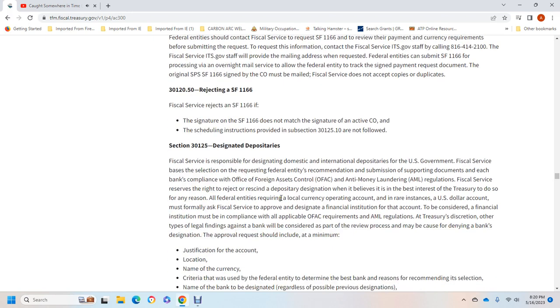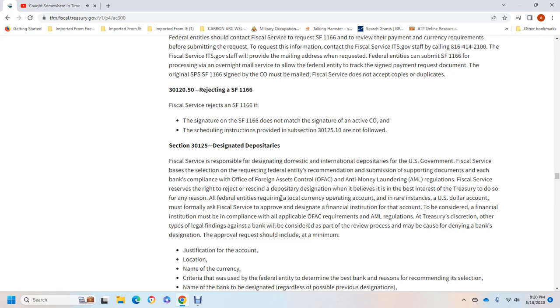Schedule instructions provide that subsection 3125 applies. Section 3125 covers the designated depository. Officials of the responsible designated domestic and international depository, the U.S. government officials, select the banks for the requesting federal entity with recommendations. Submit supporting documents showing each bank is compliant with the Office of Foreign Assets Control and anti-money laundering regulations. Officials reserve the right to reject the designation for any reason in the interest of the Treasury. All federal entities require the local currency for the operating account.